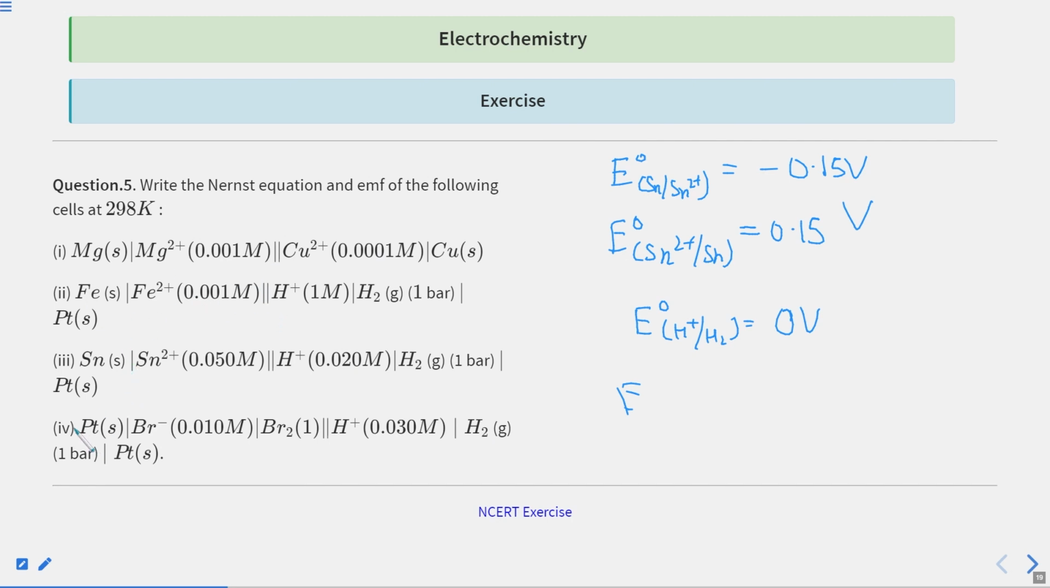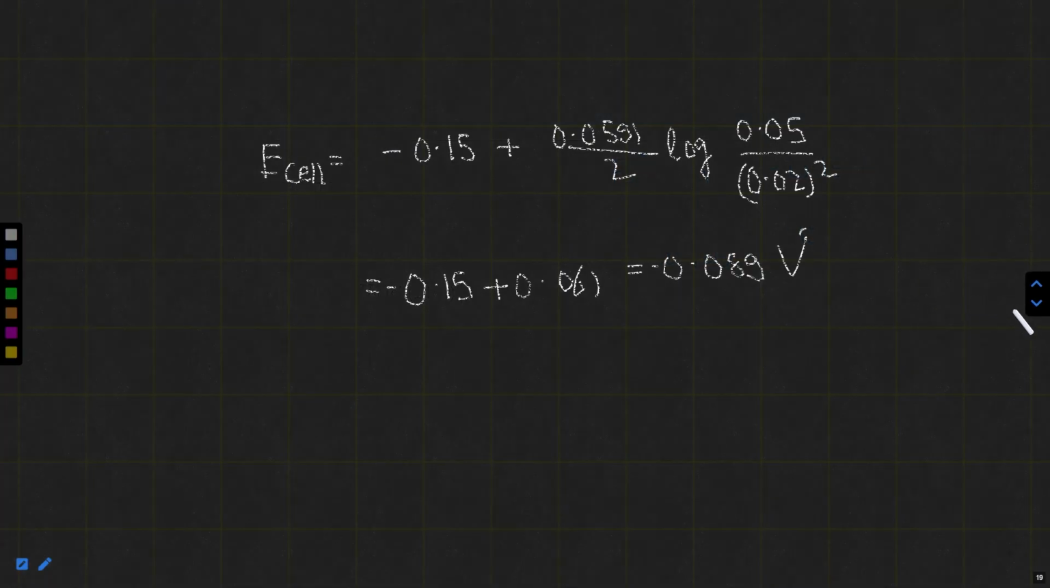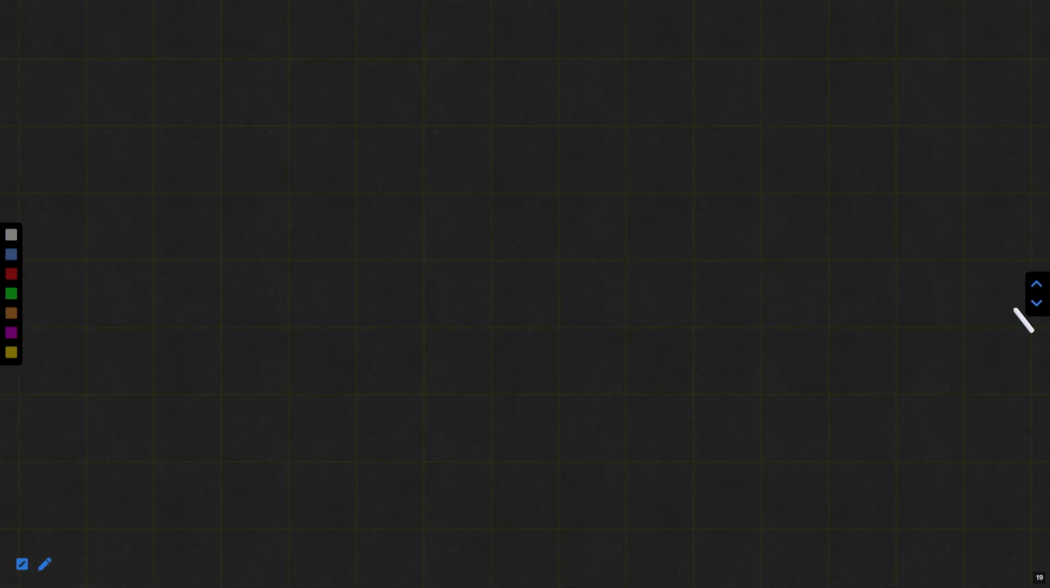Next question. Pt, Br minus is going to Br2. So again we have a Pt electrode. Why do we have a Pt electrode? Platinum, because bromine is a gas and gases cannot be made into a solid electrode. So we are using Pt, which is a non-reactive heavy metal, as an electrode.